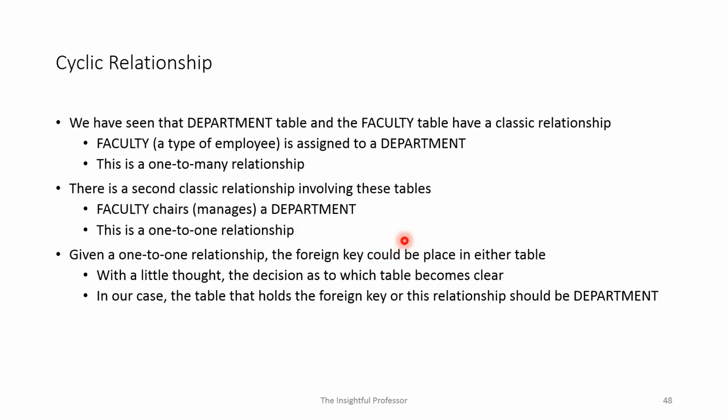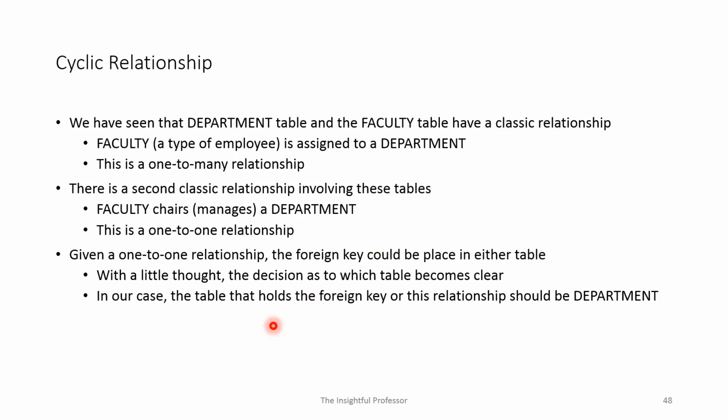Given the one-to-one relationship, we have the option of placing the foreign key in either one of the tables. If I were to add the foreign key to the faculty table to say, this faculty member chairs this particular department, what's going to happen for most of the rows in the faculty table? Because most faculty members do not chair a department, for those rows the foreign key, if we chose to put it in the faculty table, would contain a null value. It would be kind of a waste.